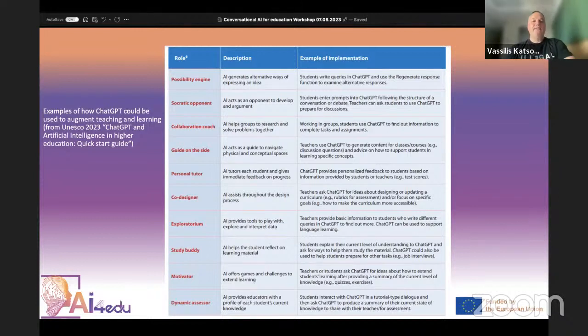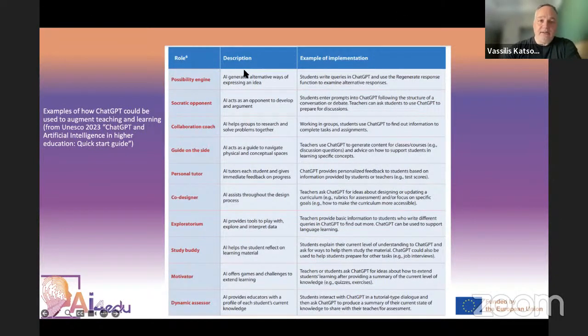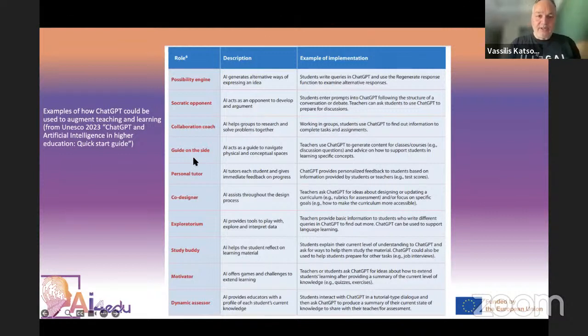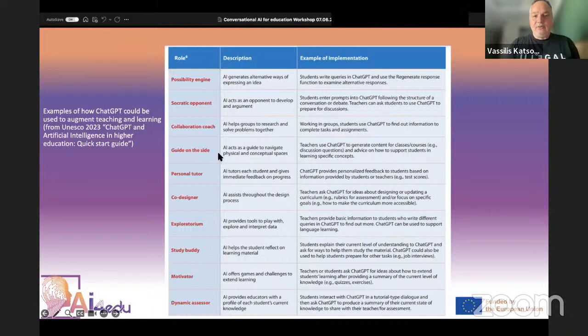higher education, the quick start guide, and you can see that there are many, many possibilities, different roles. As a possibility engine, it generates alternatives of ideas. As a Socratic opponent, it can act as an opponent to develop an argument. As a collaboration coach, it can help groups of students to research and solve collaborative problems together. It can be a guide on the side.